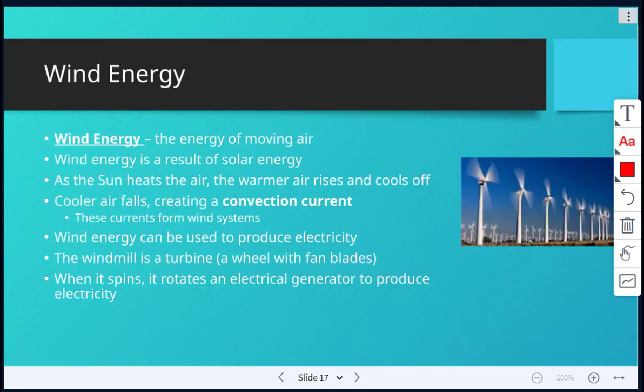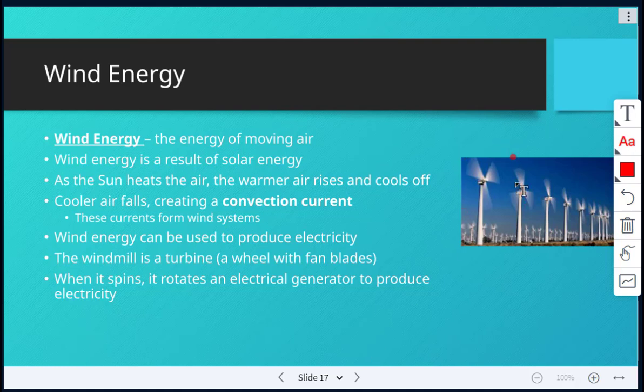All right, so next we are looking at wind energy. This is the energy of moving air. It is still a result of solar energy, because as the sun heats the air, the warmer air rises and then it will cool off. So it's that convection current we talked about. Cooler air will fall, warmer air rises, it creates this convection current, and it's these currents that form the wind systems. All right, so wind energy can be used to produce electricity.